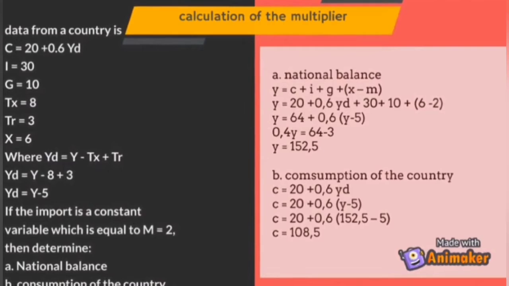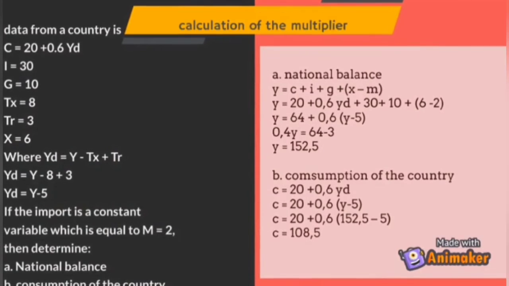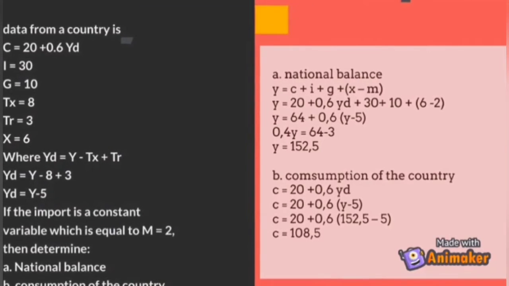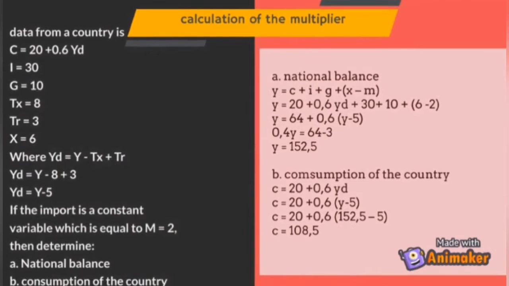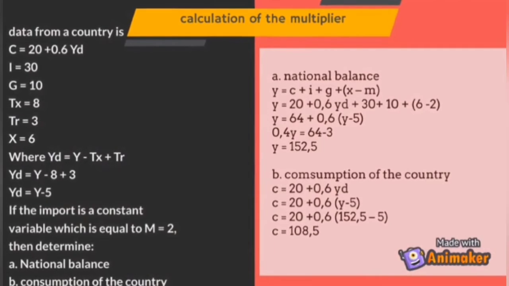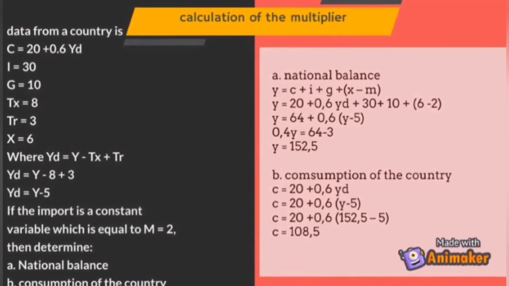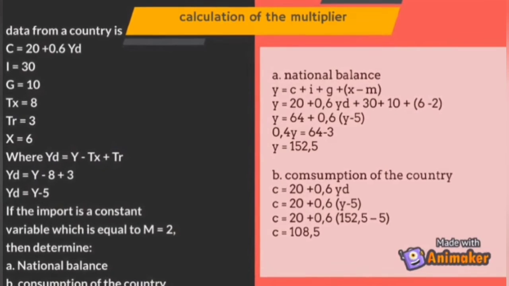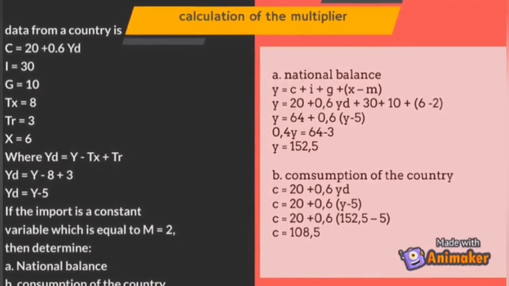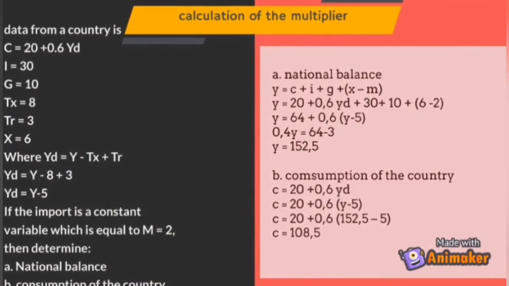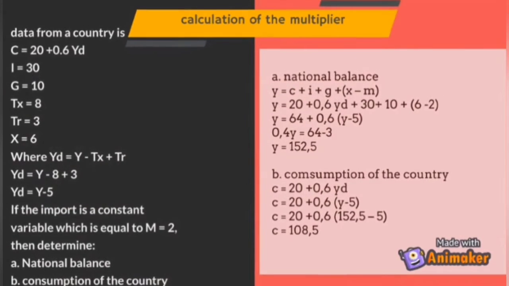Answer for question A, national balance: we can put C, I, G, TX, TR, and X into the formula. The formula is Y equals C plus I plus G plus X minus M. Then we can find the result, Y equals 152.5.